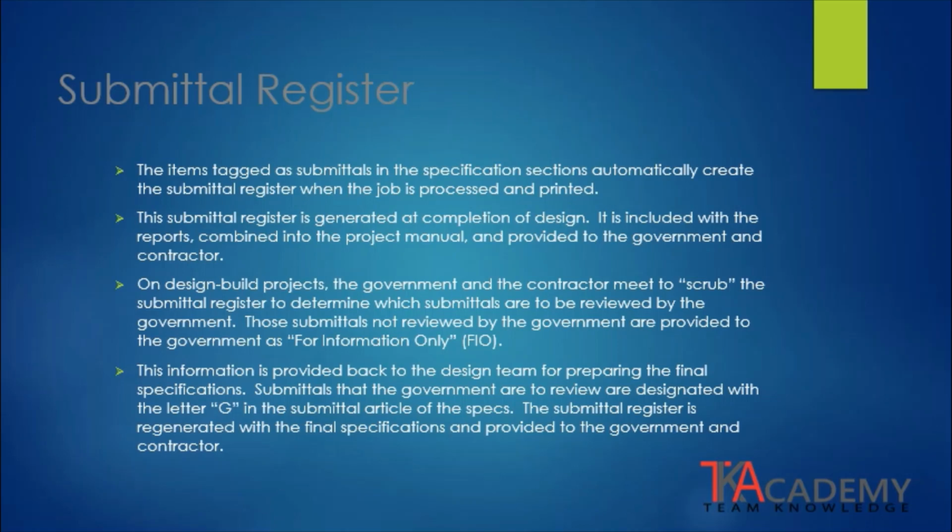On a design-build project, the government and the contractor will need to scrub the submittal register to determine which submittals are or are not required and which submittals are to be reviewed by the government. Those submittals not reviewed by the government are provided to the government as for information only, or FIO. The scrubbed submittal register is provided back to the design team for preparing the final specifications. Submittals that the government are to review are designated with the letter G. The submittal register is regenerated with the final specifications and provided to the government and the contractor.